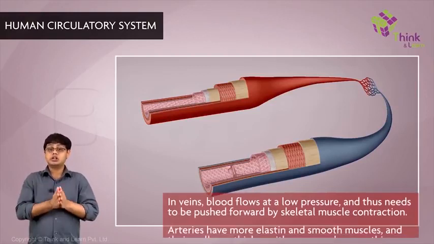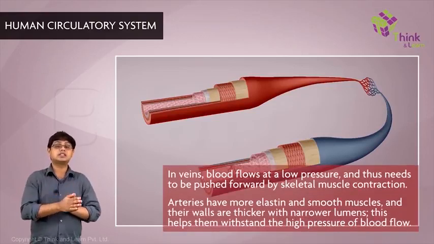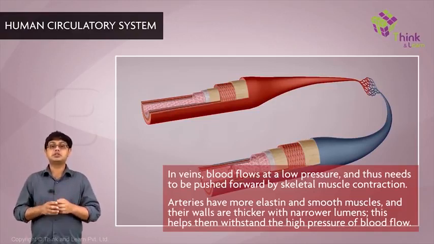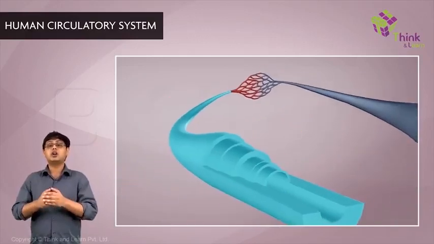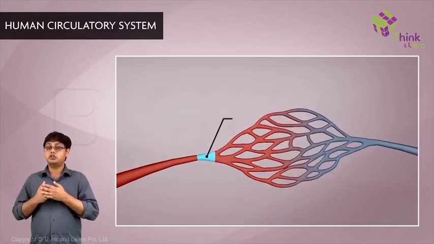Because arteries are under high pressure, they have more elastin and more smooth muscles in their media, and they're generally thicker with narrower lumens. This helps them withstand the high pressure. The larger arteries narrow into smaller arteries, which further narrow into arterioles.